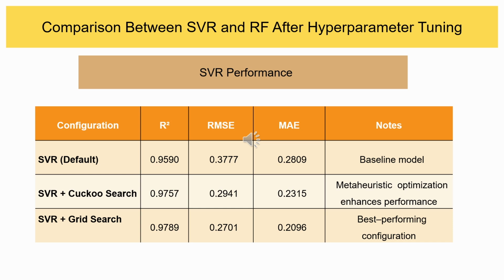SVR with the grid search R square is 0.979, RMSE is 0.270, and MAE for SVR with the grid search is 0.2096. We can see it's the best performing configuration. I think, according to the paper, SVR plus grid search is the best result of optimizing and enhancing in this paper.